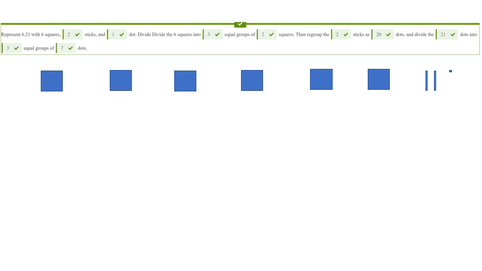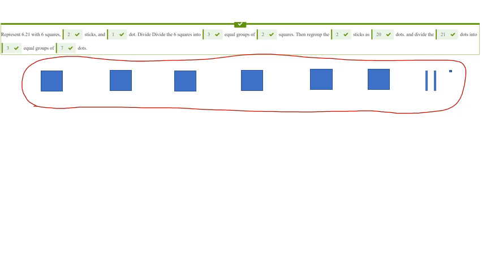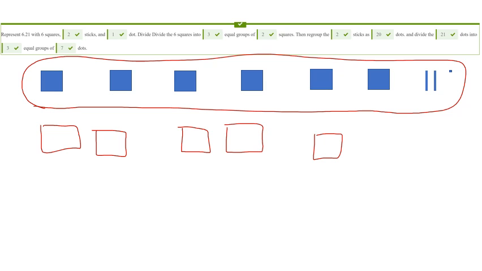So the first step here was to represent 6 and 21 hundredths with the 6 squares, which we have here, 2 sticks, and the 1 little dot. That's a quick sketch. Then what we needed to do was divide these 6 squares into equal groups of 2 because we're making 3 equal groups of 2. Now, when I'm done with my squares, I always like to just cross them off so I know what I am done dividing.